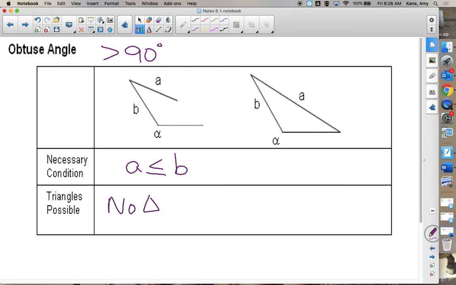And we looked at that equal to case. It has to be bigger because it has to be long enough to connect now that our angle is bigger. The other option is if it's greater than the other side, then we would just have one triangle. And that triangle is going to be obtuse because your angle is obtuse.